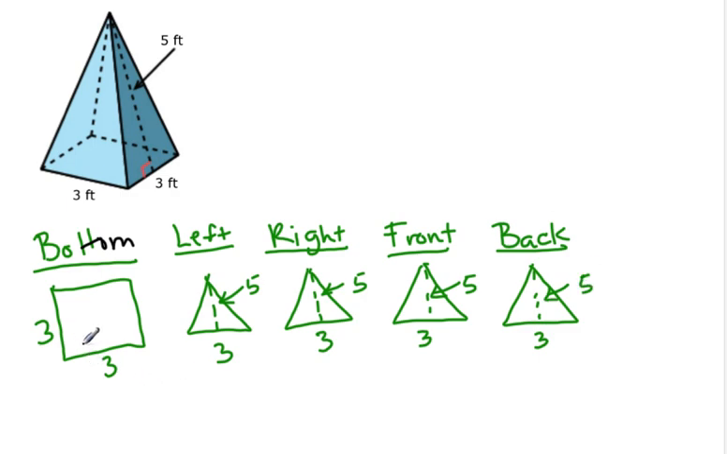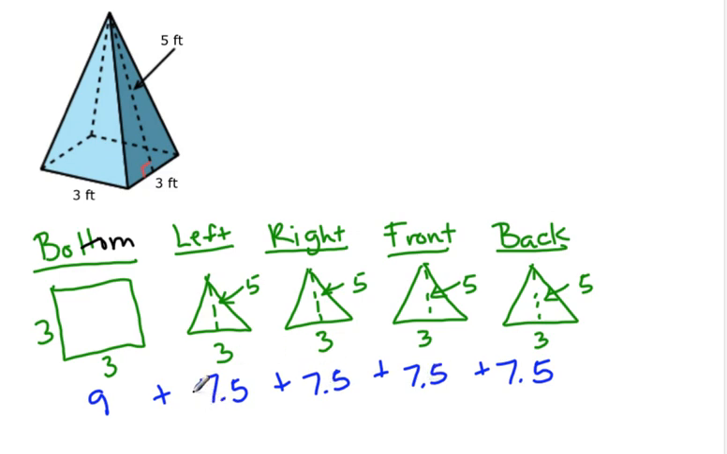Okay, so now we're going to just do the math. So we have 3 times 3, which is 9, plus 5 times 3 divided by 2, 7.5, because that's 3 times 5 is 15, divided by 2, because 2 triangles fit in a rectangle, is 7.5, and this is the same, so 7.5, and then 7.5 again, and 7.5 again, and I know that 7.5 plus 7.5 is 15, so that's 30, plus 9 more is 39, and it's feet squared.